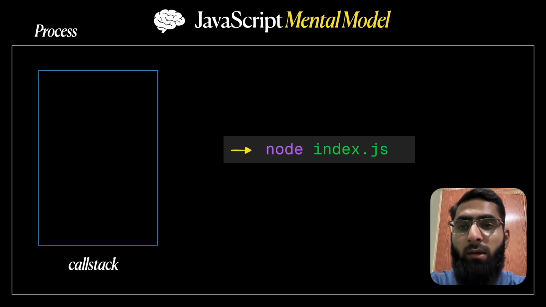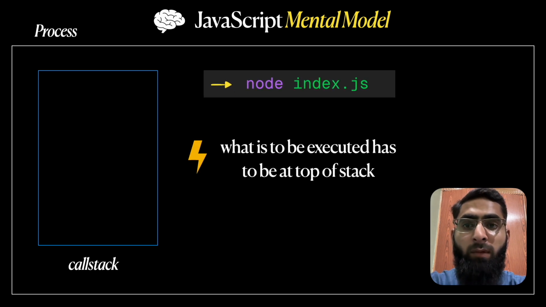When we hit enter on this, what Node.js, the JavaScript runtime we are using, does is create a call stack. A call stack is a mechanism to keep track of what function is next to get executed. It is indeed a stack that follows the principle of LIFO, last in, first out, so what is on top of the stack is the first to get executed. Now this might give you an idea that all we need is to make sure what is to be executed has to be at the top of the stack.